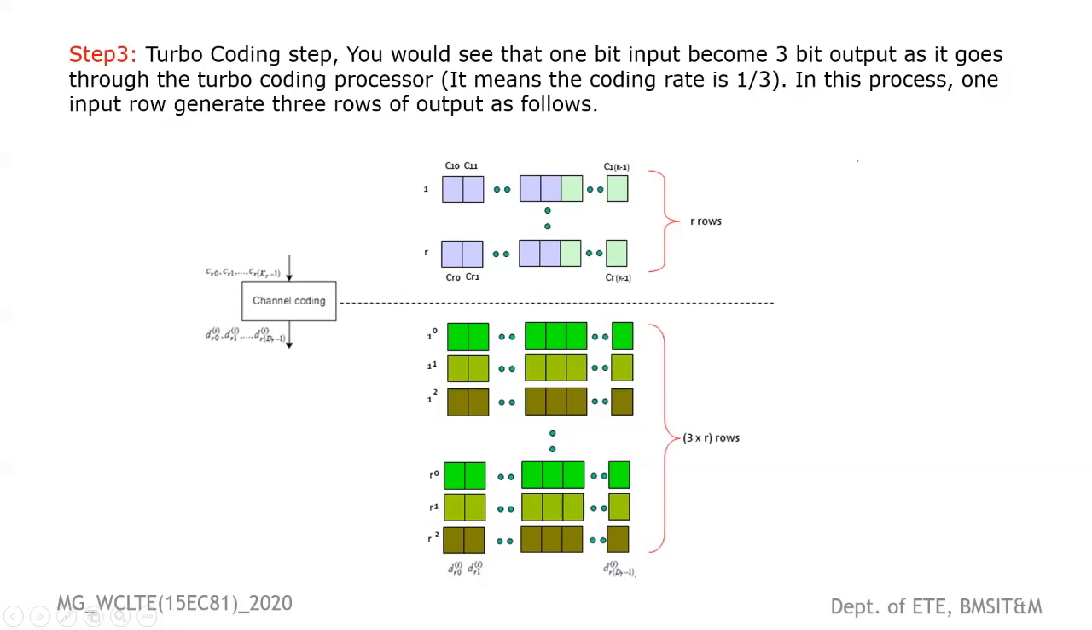So here what I can say is, 1 bit input becomes 3 bit output as it goes through the turbo coding processor. So that is the meaning of coding rate 1/3. Okay, so in this process, one input row generates 3 rows of output. How the 3 rows of output are generated is shown here. For 1 row of input, 3 rows of outputs are generated. This is for 1, 2, 3 and so on up to R.